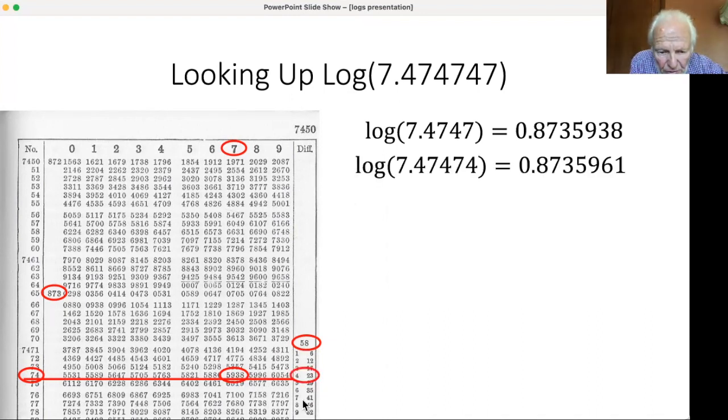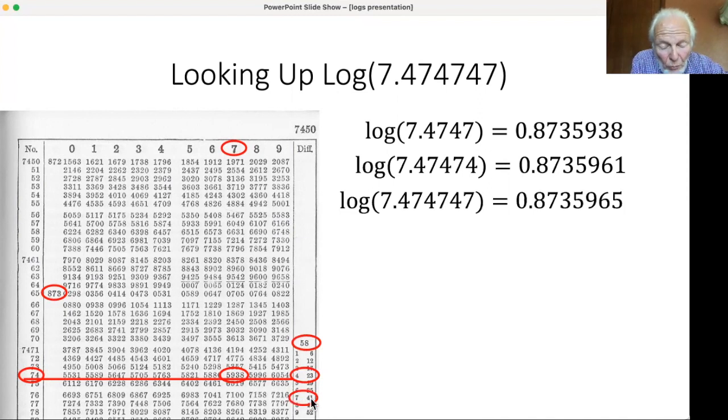And the 7th digit is 4.1. So 4.1 is 7 hundredths of 58. So for log of 7.4747, we add the 23, and then for the 7th digit, we add another 4. Okay.